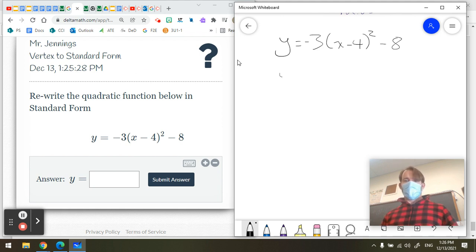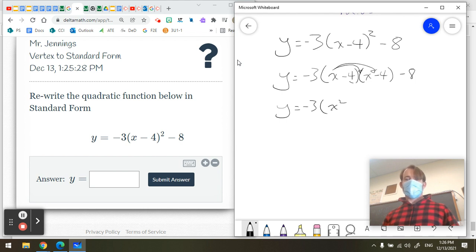So let's do that. Your y is equal to, do this last, -3. Leave it alone for now. Write out your (x minus 4) twice. This is writing that exponent as a repeated multiplication. And then subtract 8. Use your FOIL rule. So now this is y is equal to -3 times (x squared minus 4x minus 4x. It's minus 8x. Then minus 4 times minus 4 is positive 16) minus 8. Okay.